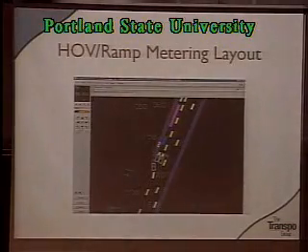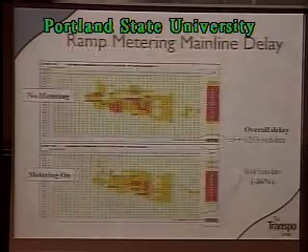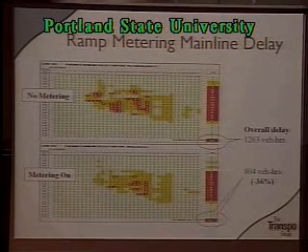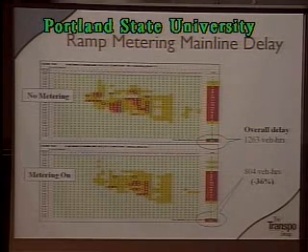What I'm showing you here is the ramp setup for ramp metering with HOV bypass. And like I said, we wanted to look at the combination of HOV lane and ramp metering. This is to illustrate the results in terms of mainline delays. What are the gains on the main line of introducing the metering scenario?